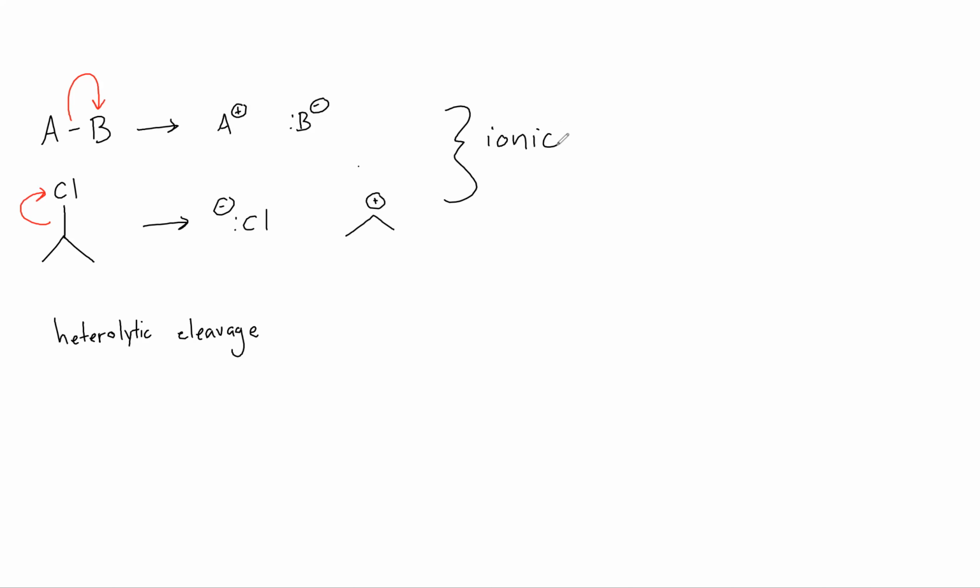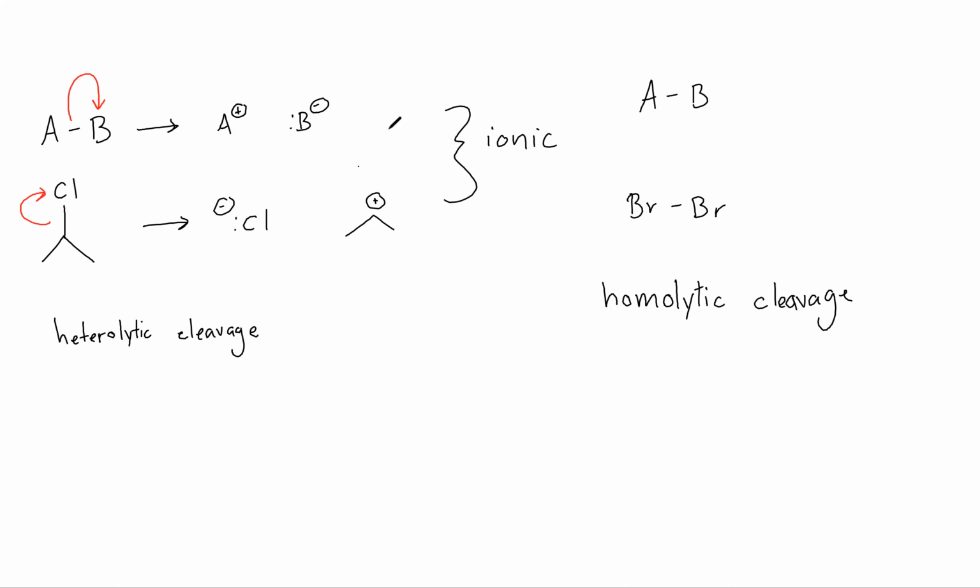When we talk about radical equations, we'll be doing something a little bit different. When we do radical equations, we are going to do something called homolytic cleavage, which means the same. I keep spelling this wrong, homolytic. You'll have to forgive me, I'm not an English major. Homolytic cleavage.